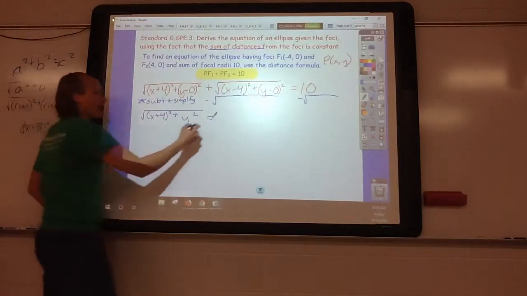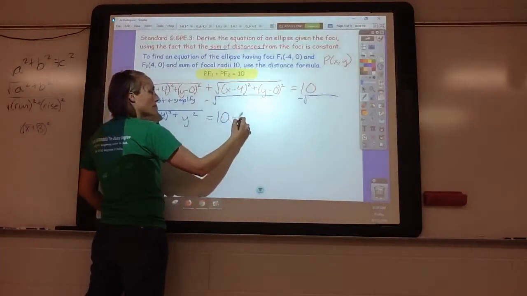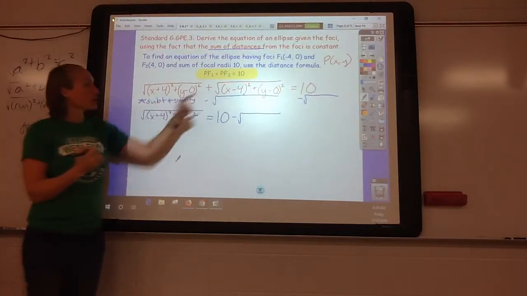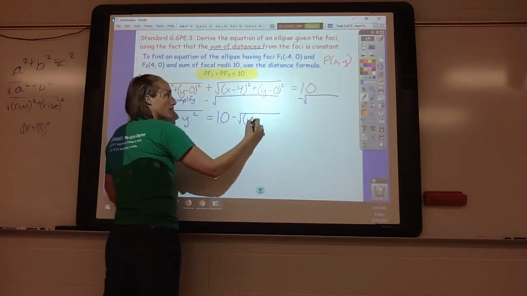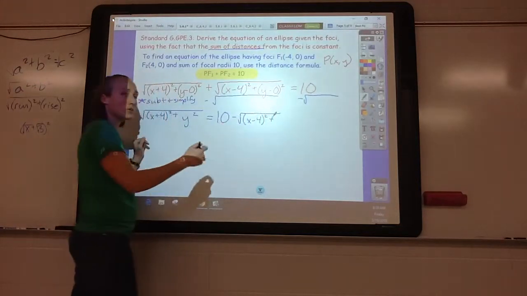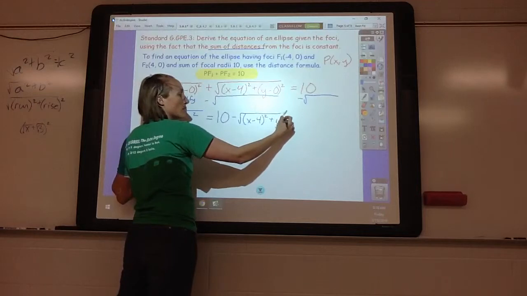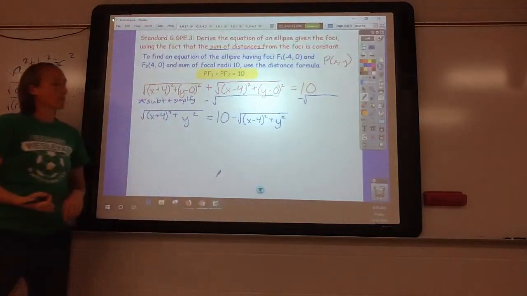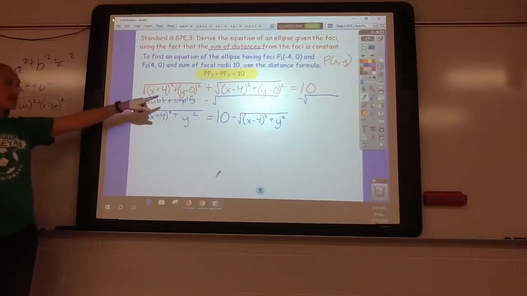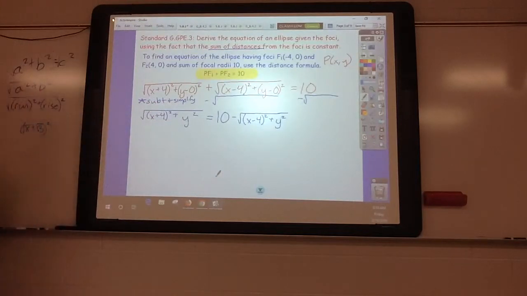Now I'm at the equal sign. And on the other side I have 10 minus the square root of, and now I'm just rewriting this one here, x minus 4, I don't know anything about yet, so I'm going to say x minus 4 quantity squared plus y minus 0 quantity squared, which I'm going to write as y squared. Okay. So you're getting your square roots on the opposite side, so you're subtracting and you're simplifying all in one step there. Okay, as much as you can.